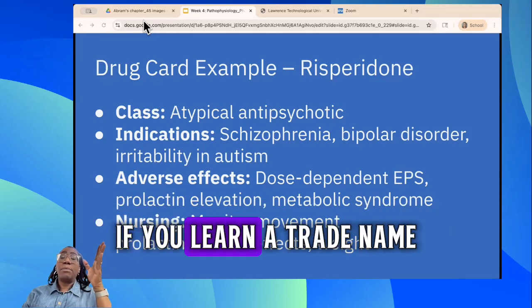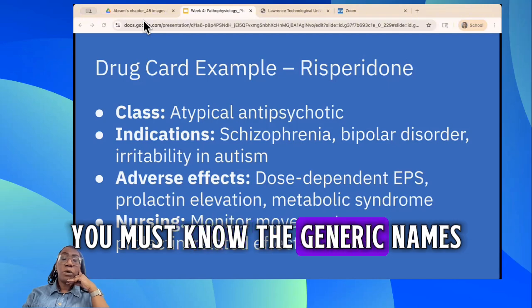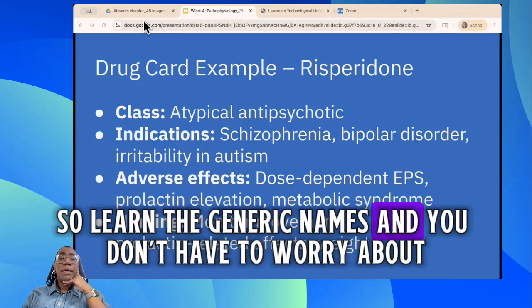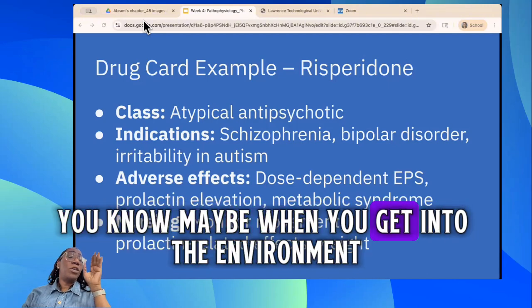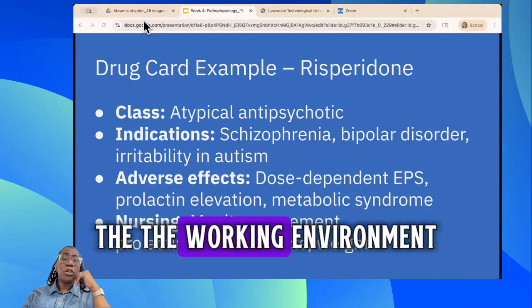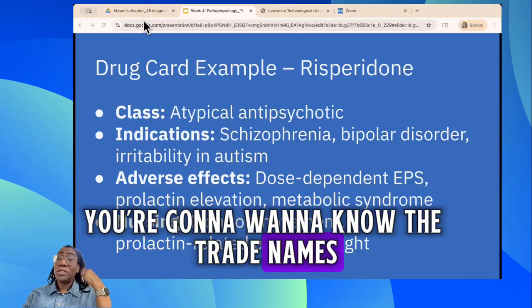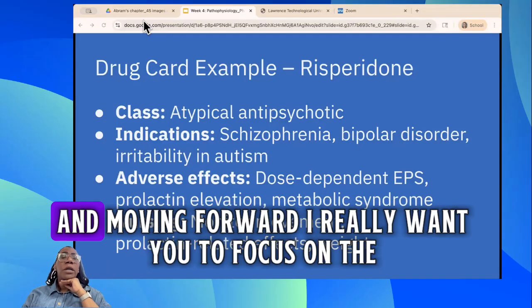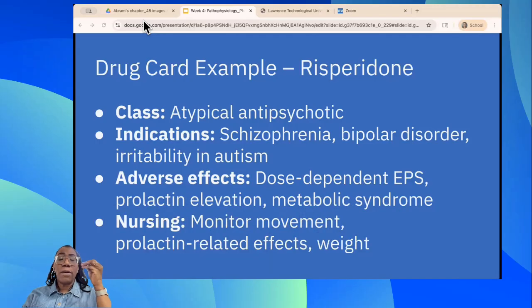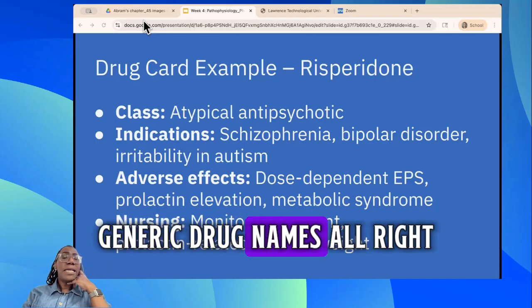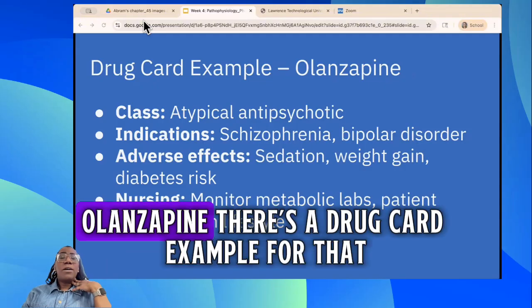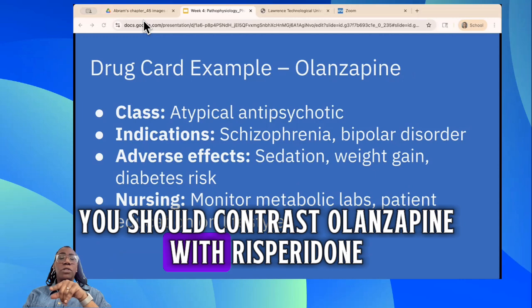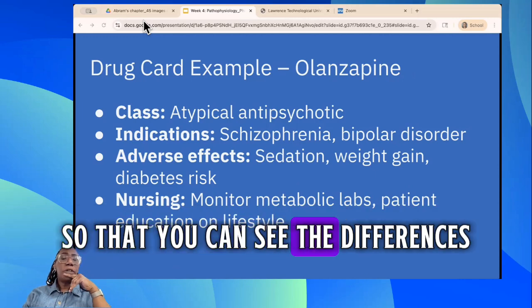Hopefully you guys are learning. If you learn a trade name, you must know the generic name. So learn the generic names. When you get into the working environment, you're going to want to know the trade names because your patients know the trade names. But for the sake of what we're learning in this course and moving forward, I really want you to focus on the generic drug names. All right. Olanzapine, there's a drug card example for that. You should contrast olanzapine with risperidone so that you can see the differences.